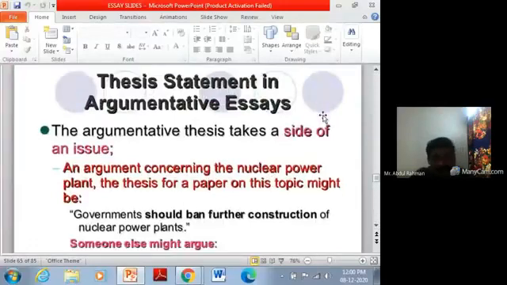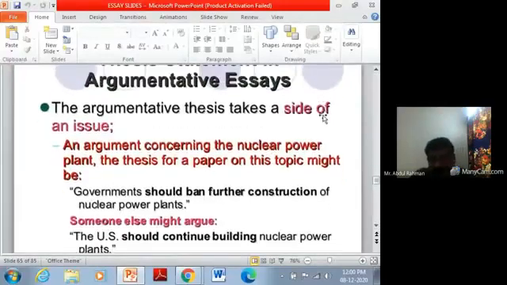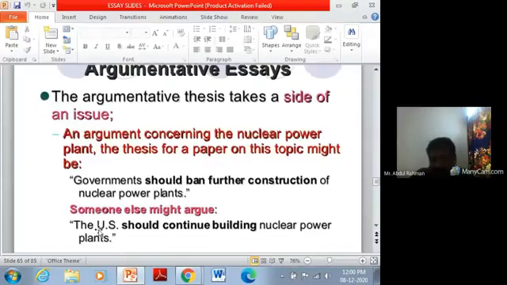Then what kind of introductory or thesis statement can there be in the case of an argumentative essay? The government, for example, should ban further construction of nuclear power plants. Yes or no, it can be an opinion. And then the other one: the USA should continue building nuclear power plants. Why or why not?